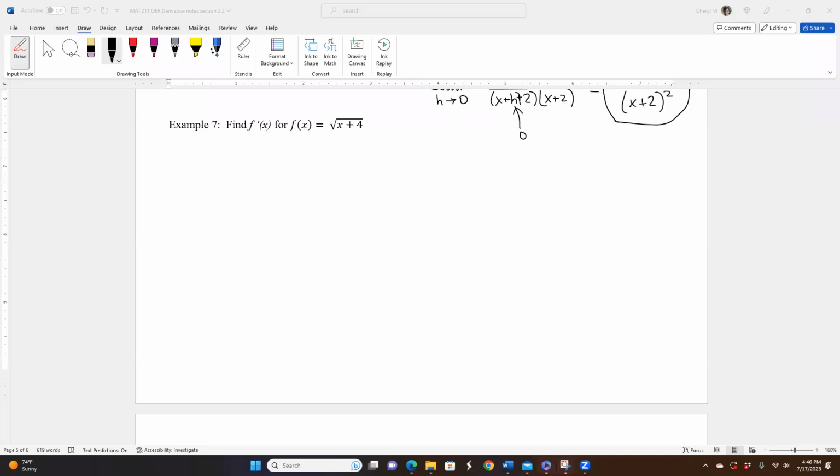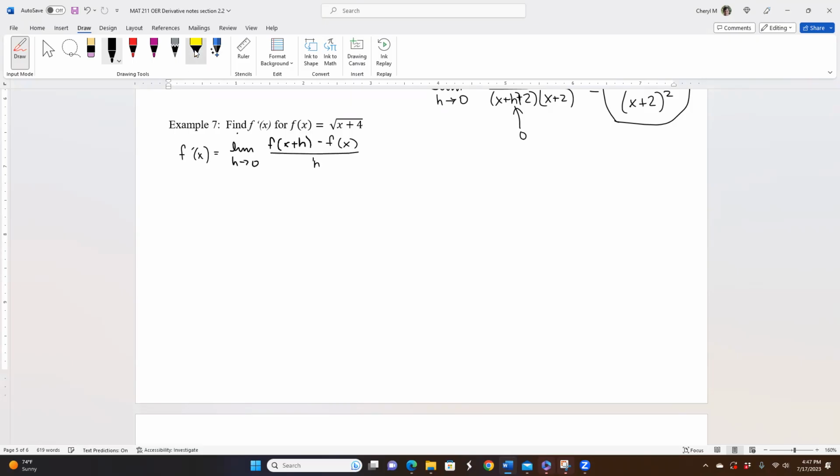In this video, we are going to look at a square root problem and use the definition of the derivative to find the derivative of f of x equals the square root of x plus 4. So our derivative formula says we take the limit as h approaches 0 of f of x plus h minus f of x over h.